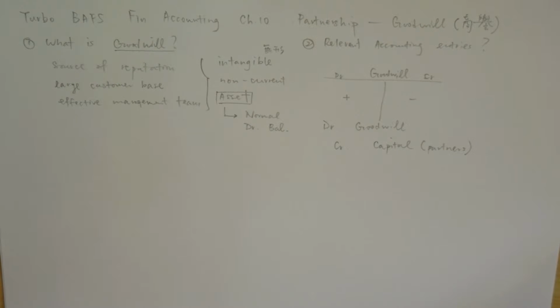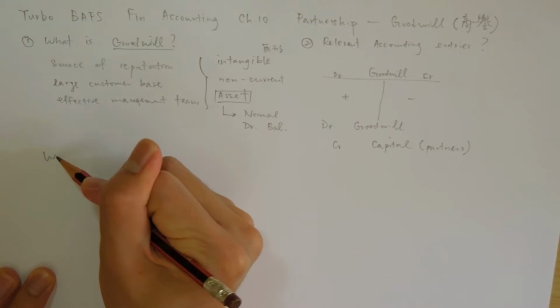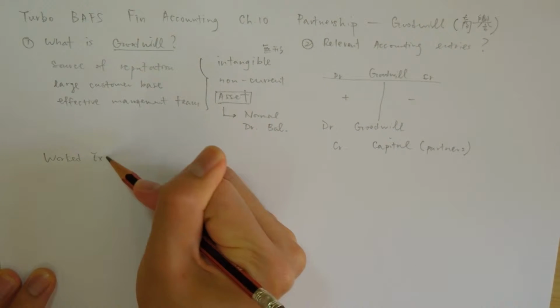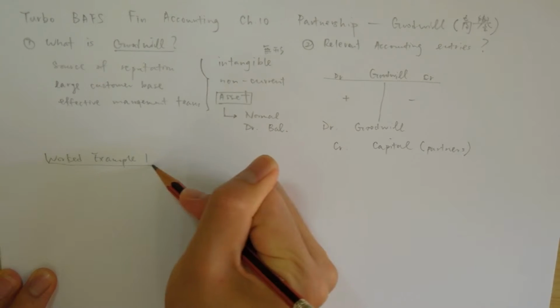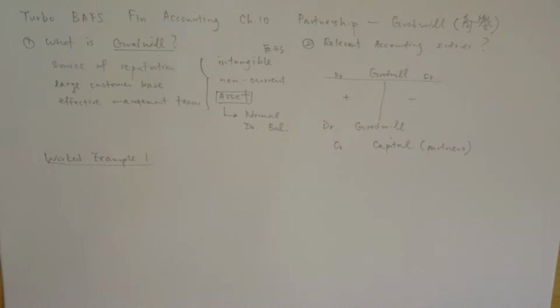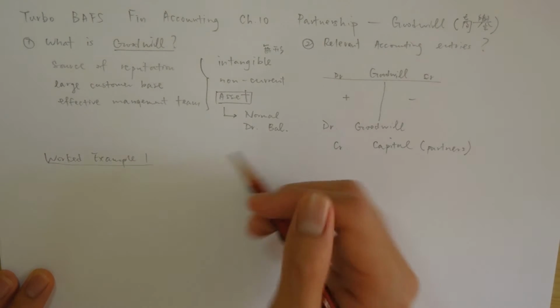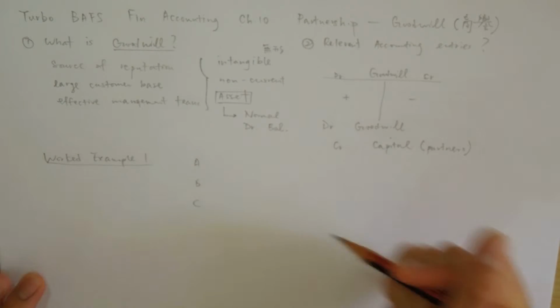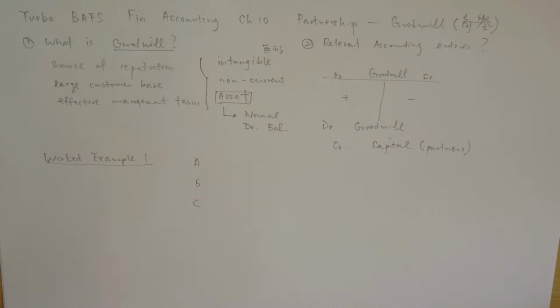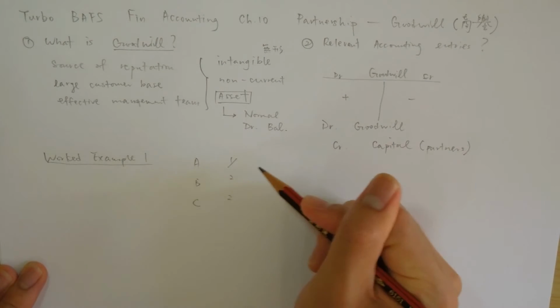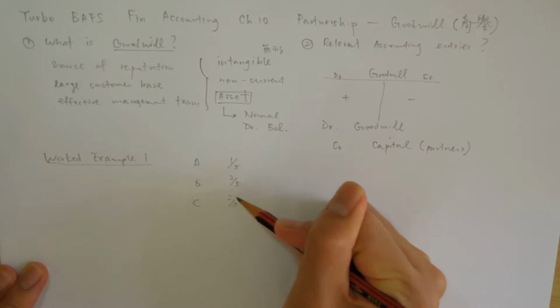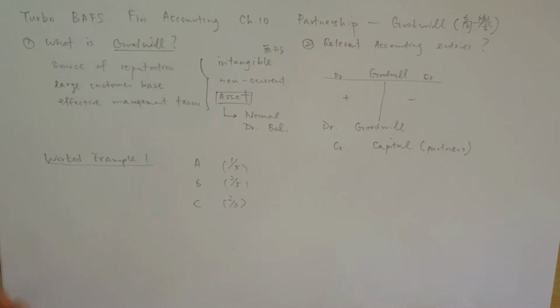Therefore, take a closer look at the question requirement. What should you do? Okay, next one. We go to worked example number 1 to illustrate how we deal with goodwill. If you take a look at worked example 1, you find there are 3 partners, A, B, and C. These 3 partners share the profit and loss in the ratio 1:2:2. It means 1/5, 2/5, and 2/5 for A, B, C respectively.